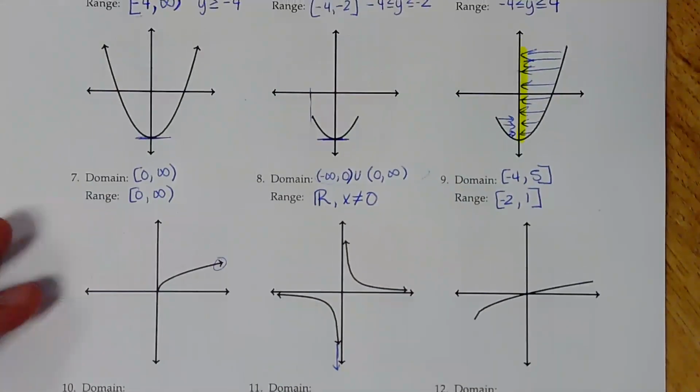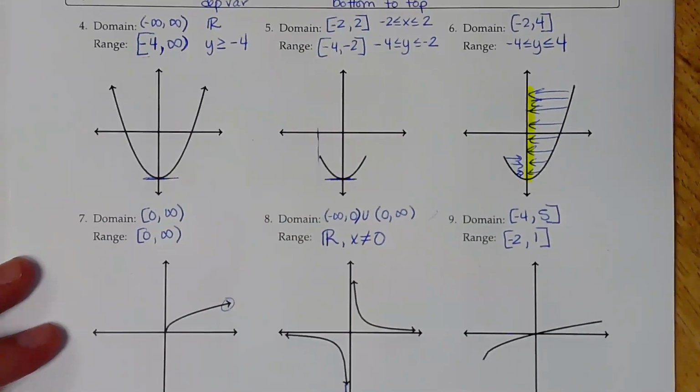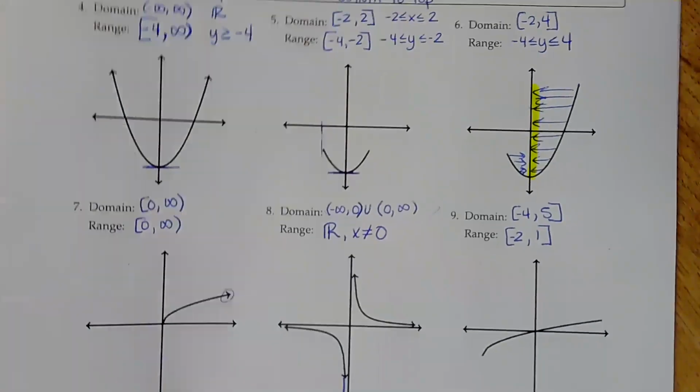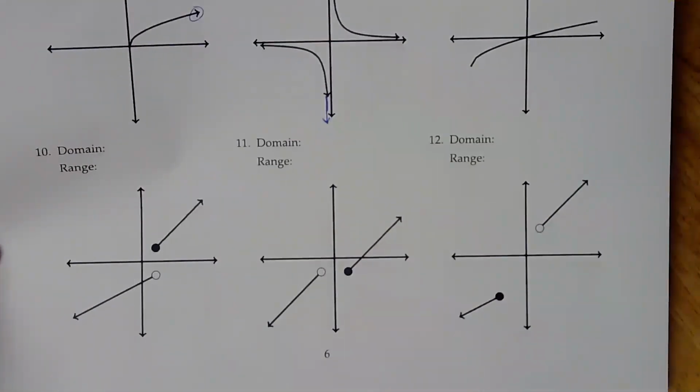All right, so there is the domain and range for 4 through 9. Come back to the next video, we're going to take a look at these ones, 10 through 12, that look a little bit different.